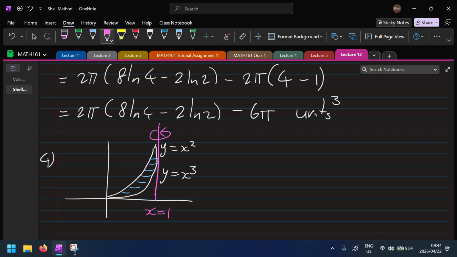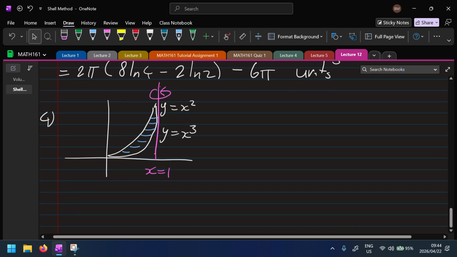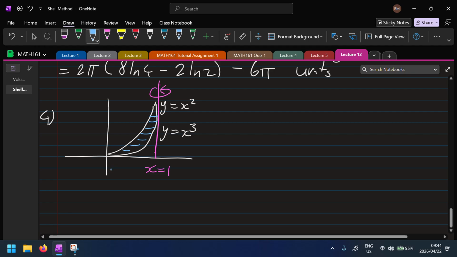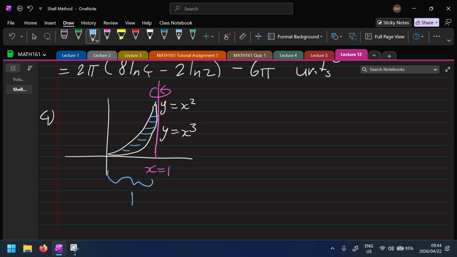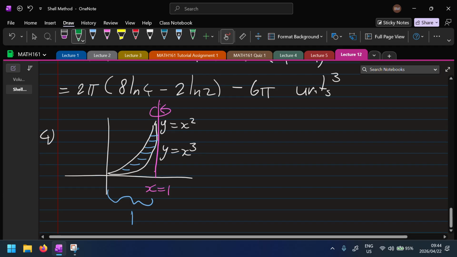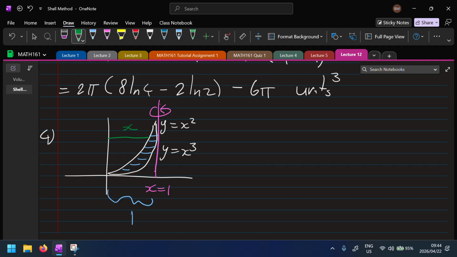Okay, so it's a little bit different. You need to work out what the radius will be in this case. You can't measure the radius from the y-axis, so it won't be x like we had before. The radius will be from that pink line. So just be a bit careful with how you measure that. I'll give you a little hint. This total distance here, that's 1. That total distance there is 1. And like we had before, this distance here, that's still going to be x. So that's your hint for that.